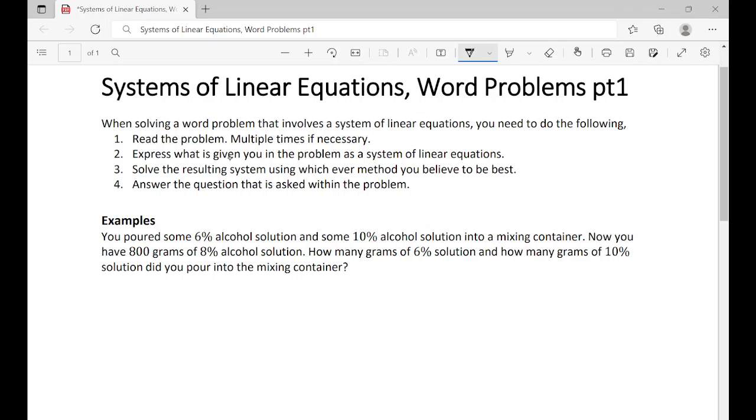Second, express what is given to you in the problem as a system of linear equations. Third, once you have your system, solve it whichever method you think is easiest, whether substitution or elimination. Then finally, once you've got your numbers, you need to put them in context to what is being asked of you. So you need to answer the specific question that is within the problem.